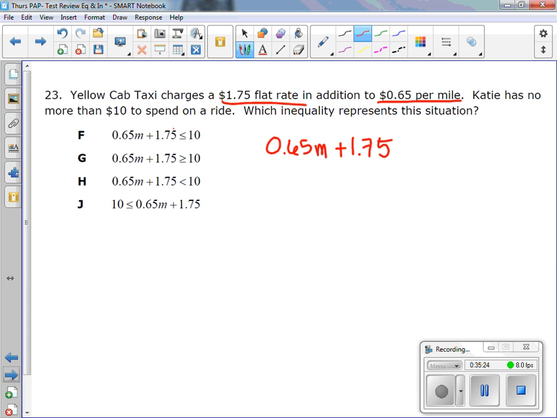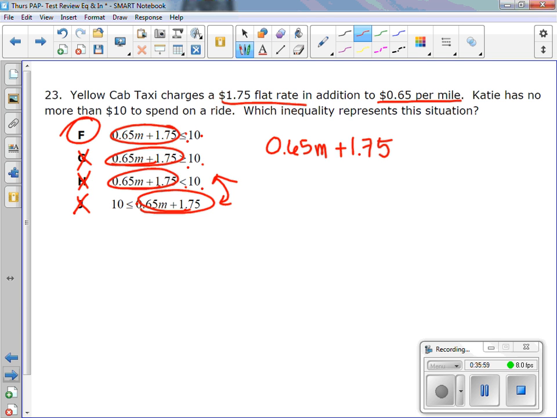So this says what she spends has to be less than or equal to 10. This one says what she spends needs to be greater than or equal to 10. She can't spend more than she has. What she spends has to be less than 10. We could spend no more than, could we spend $10? Sure. So this one's wrong because it doesn't have that equal there. This one says what she spends has to be greater than or equal to $10. So again, these two are almost exactly the same, which are not correct because you can't spend more than you have. So F is our answer there.